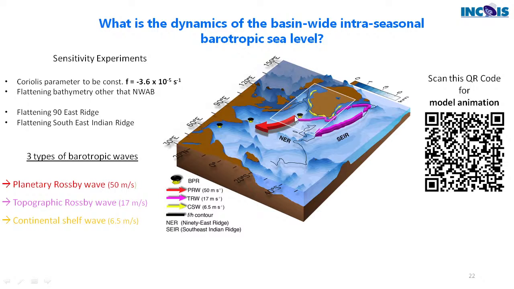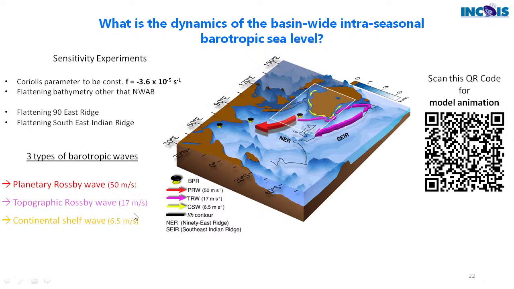barotropic sea level variability. The second wave is called the topographic Rossby wave, which propagates along South Australia and curves around this F by H contour, the contour that passes through the Southeast Indian ridge and flows towards the south. It is called topographic because it requires topography. When you remove the topography, this wave is not present. So it wants topography.